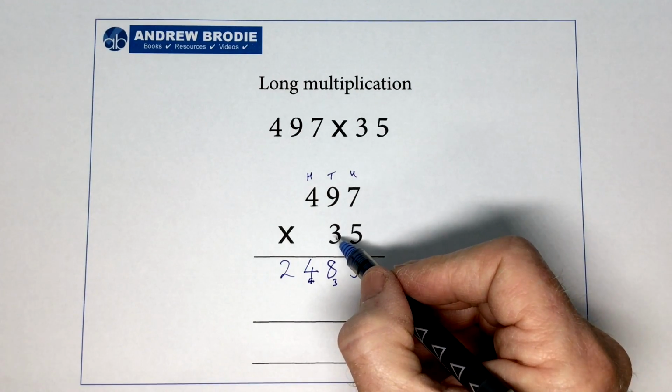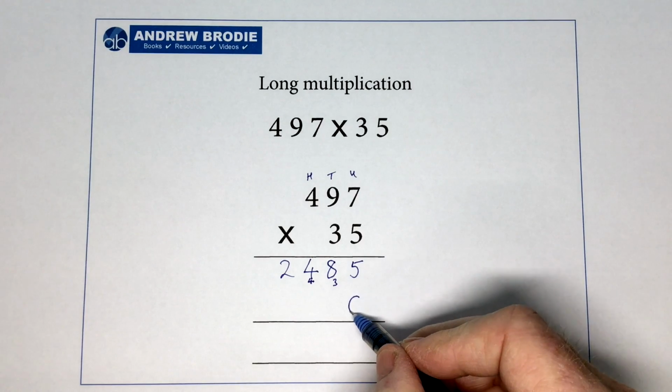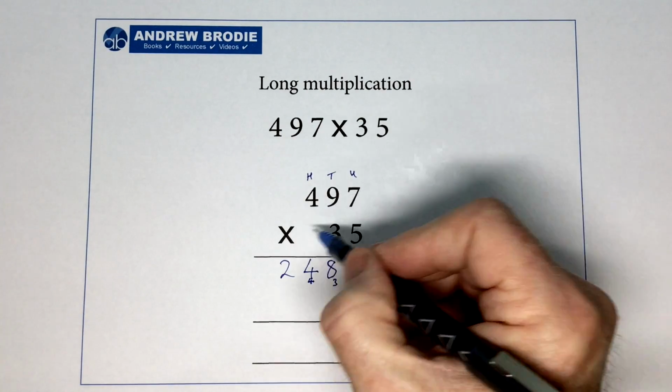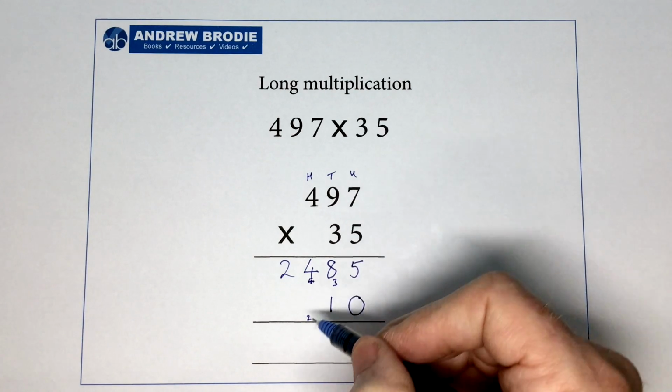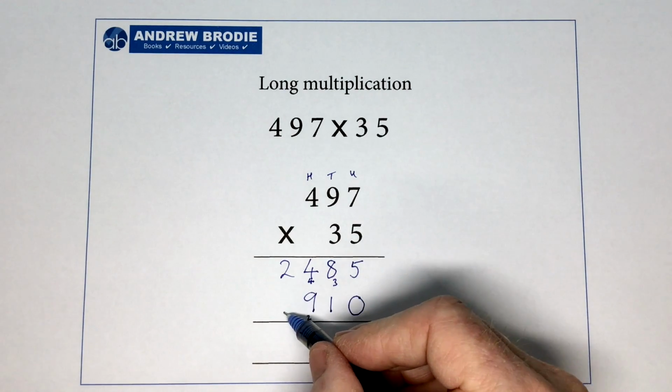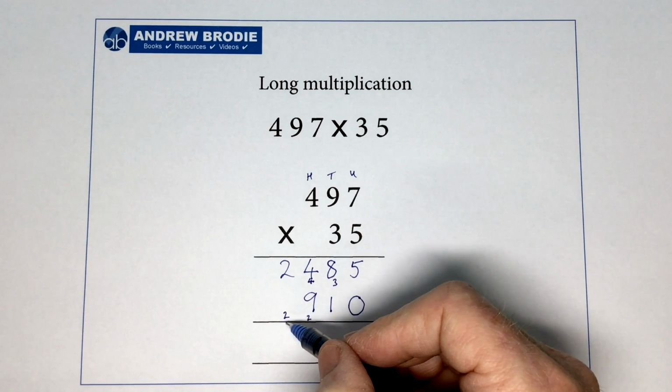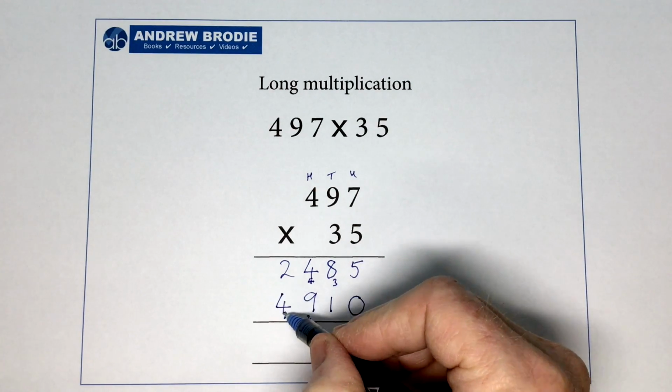Now we're looking at the 3 tens, and you remember when we times by the tens, we put a 0 in the units. 7 times 3 is 21. 9 times 3 is 27, add 2 makes 29. 4 times 3 is 12, add 2 makes 14.